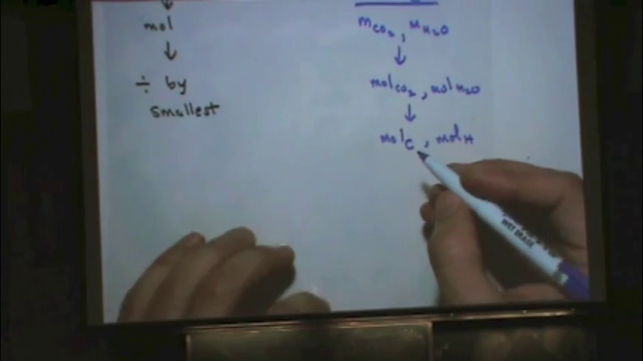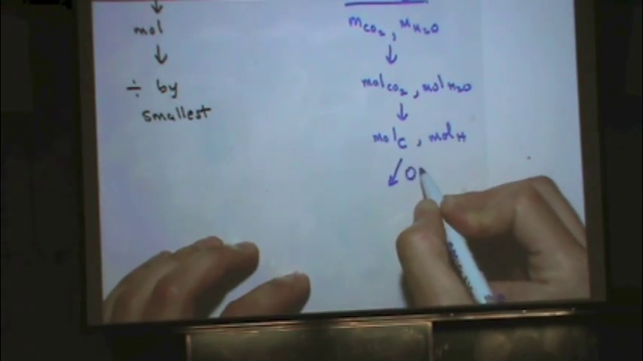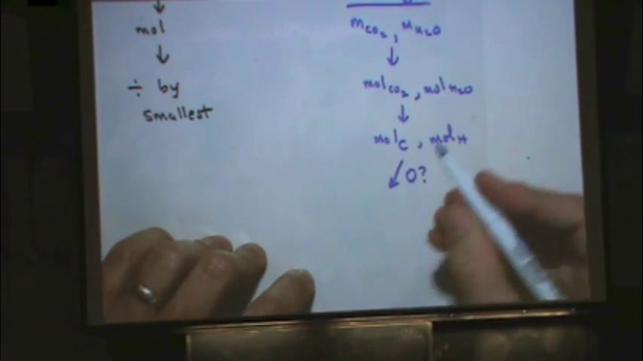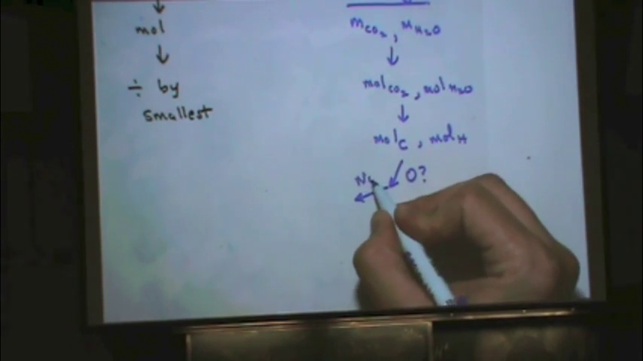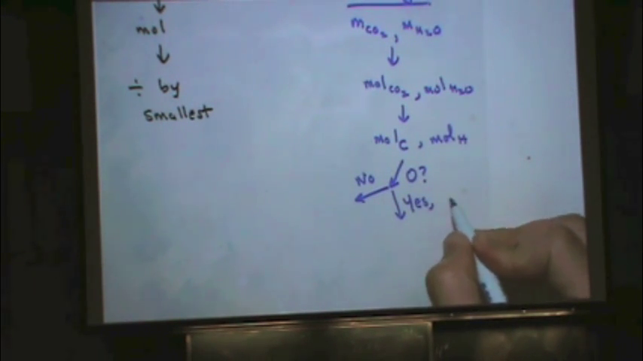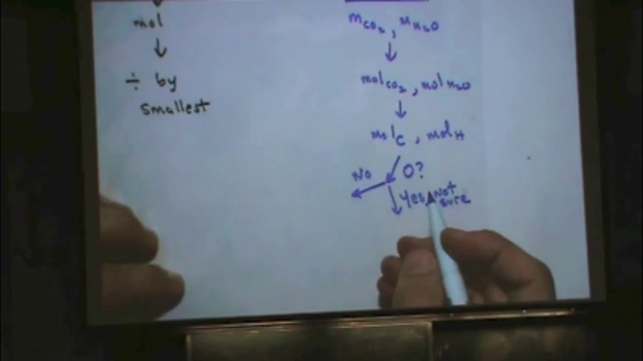And then, you're going to ask yourself a question. Is there oxygen? So is oxygen in the original compound? There's two possible answers, of course. No. Well, I guess there's three answers. Yes, or not sure. Yes and not sure are going to be the same answer for us. Okay, let's do the no answer first.